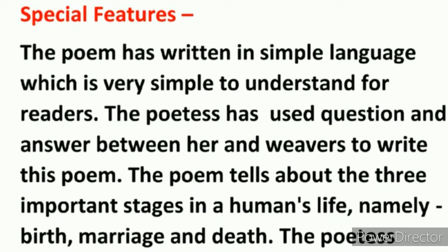The poem tells about the 3 important stages in a human's life, particularly birth, that is childhood, then marriage, that is adulthood or young age, and death, that is old age. The poetess relates these 3 stages to different colors. Different colors are used in the poem to relate these human stages of life.